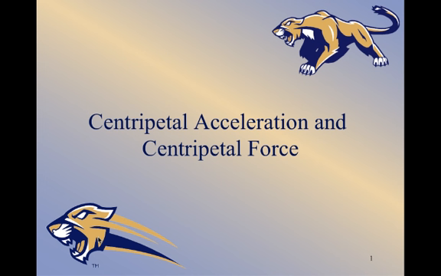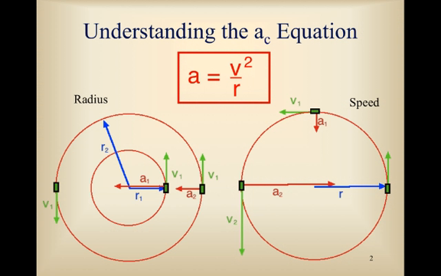Centripetal acceleration and centripetal force. In the last video, where we saw the motorcycle going around the different turns, we explained the centripetal acceleration equation, where if the speed is increased, the acceleration actually increases as the square of the speed. So if you double the speed and keep the radius the same, the acceleration goes up 4 times. And so the acceleration would increase dramatically.